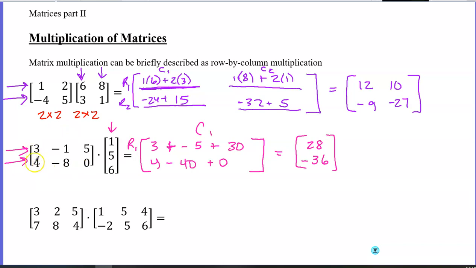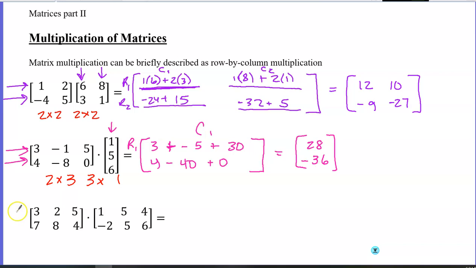Let's look at this one. This is a 2 by 3, and this is a 3 by 1, rows by columns. Now, the result for the first one was a 2 by 2, but the result for this one was a 2 by 1. Interesting. Wonder if we can use those to help us decide what our result is going to look like. Well, let's look at this last one and see if this helps us.